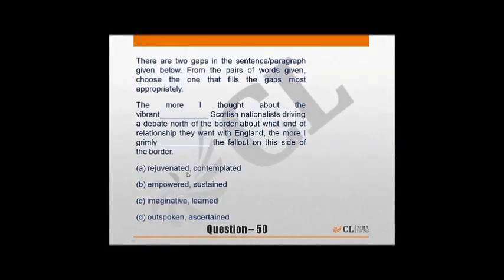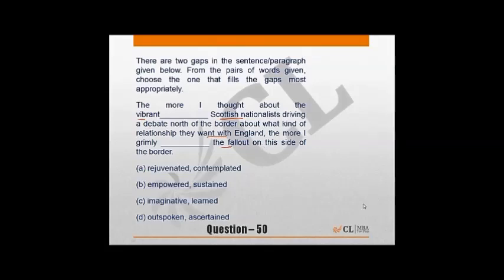Next question, fill in the blanks. Again, let's read the statement. The more I thought about the vibrant, dash Scottish nationalists driving a debate north of the border about what kind of relationship they want with England, the more grimly the fallout on this side of the border.